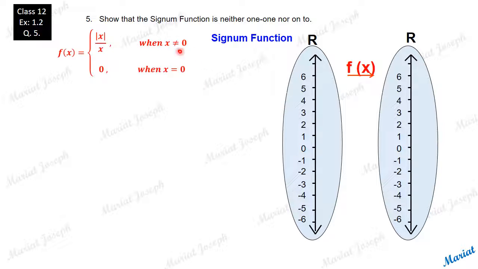Let me take another number x, say 3. Then mod of 3 upon 3. Mod of 3 is 3. 3 upon 3 is 1. Oh, the image of 3 also is 1.